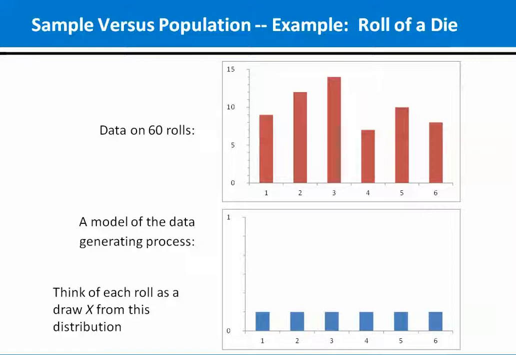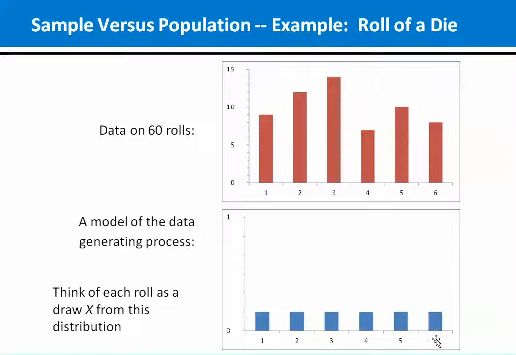So for example, when we think about the roll of a die, if I roll a die 60 times and make a histogram of my 60 rolls, it might look something like this. Here I've recorded how many times I rolled: 1, 2, 3, 4, 5, 6. Now I want to think about this as a randomly generated sample. But what's the population that I've sampled from? In some sense, it's the population of all possible rolls. And here's what that population looks like.